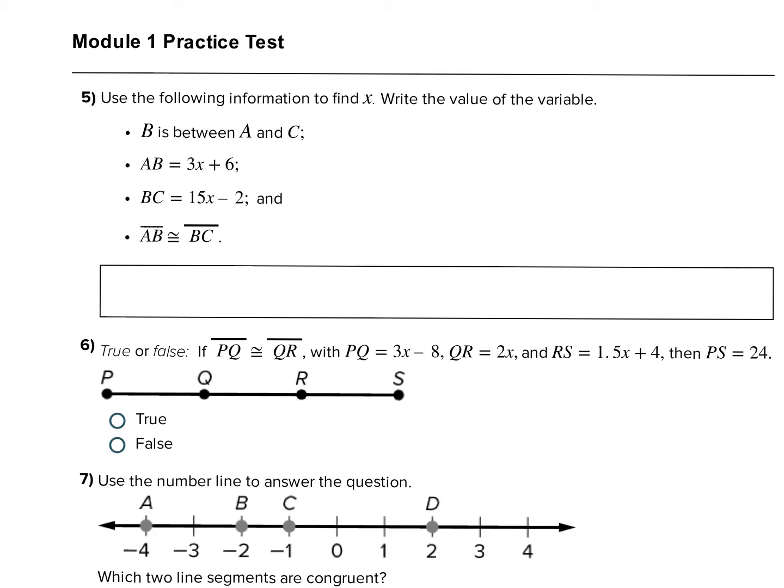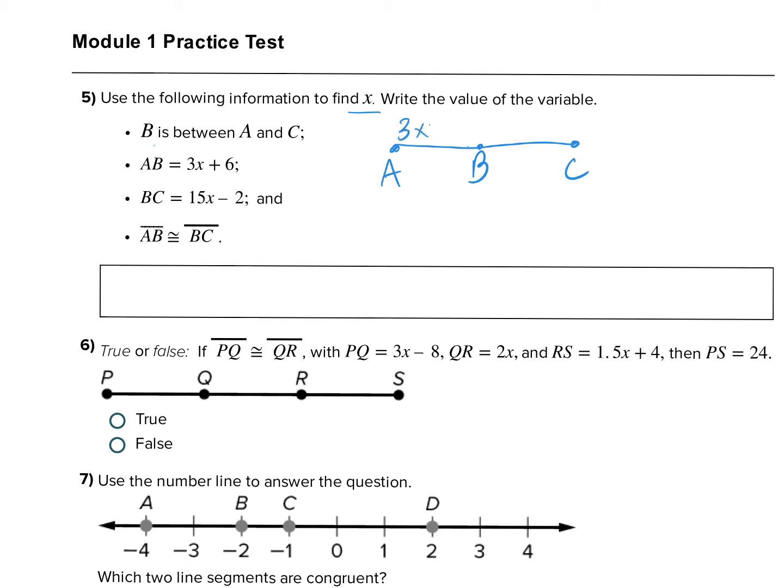For question number 5, it's asking us to use the following information to find x. So unlike our previous problem, we're not finding the length of anything, we're just solving for x. So we're told that B is between A and C. So I'm going to draw my picture. So B is between A and C.